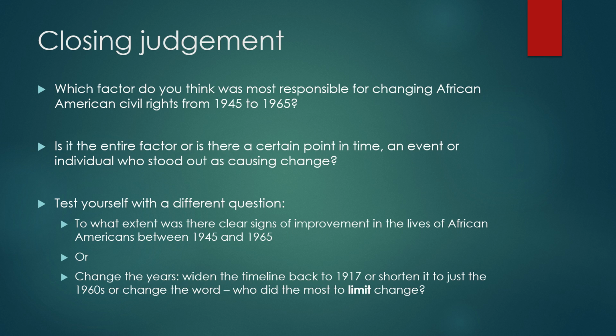And this is where your criteria is so important. You have to ask yourself, was the factor present throughout the timeline? Was it only at certain points? And then how would you weigh it up? Was it an event or was it an individual who stood out as causing change the most?